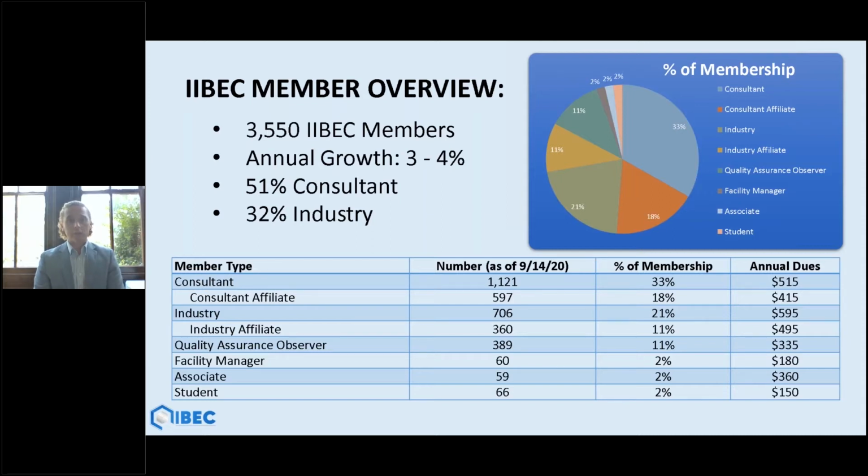This screen here shows that on average, IIBEC has been experiencing 3 to 4% annual growth for our membership. With an unusual pandemic year, we're expecting our membership to be relatively flat, but not lose members. And right now we're hovering right around 3,550 members. This depends on the time of year that the membership is reviewed and when our billing cycles are, but our membership has been growing strong, and we've really been very grateful to have a very loyal and long-standing membership base that have contributed greatly to our organization.